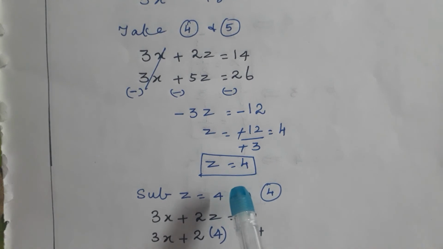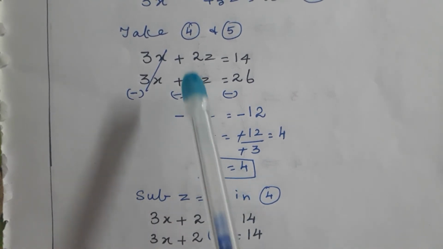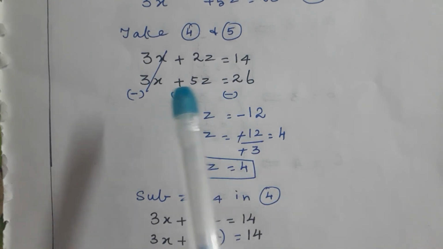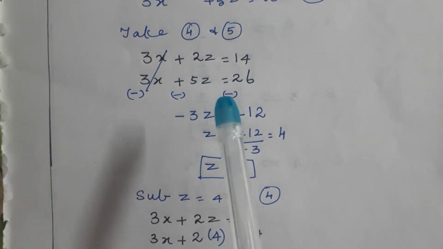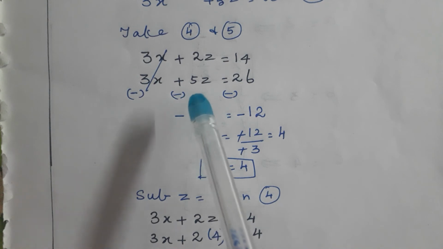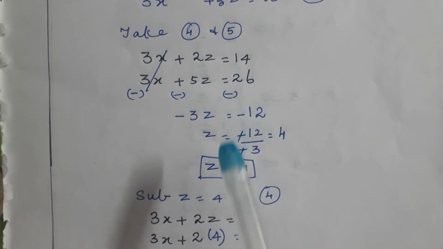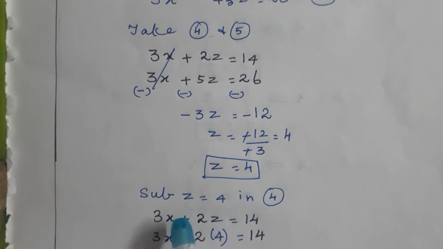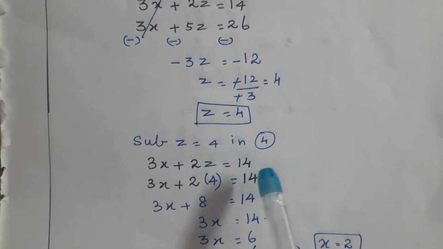Now what do you have to do? Substitute this z in either the fourth equation or the fifth equation, because only in those two equations do we have two variables. Therefore you can substitute in either the fourth or the fifth one. Now what am I going to do? I am going to substitute in equation number 4. Substitute z is equal to 4 in equation number 4.